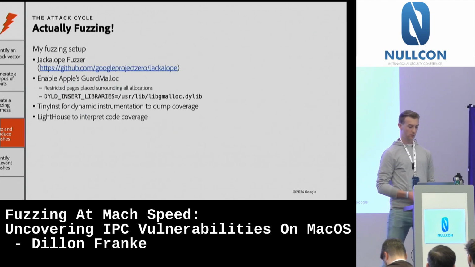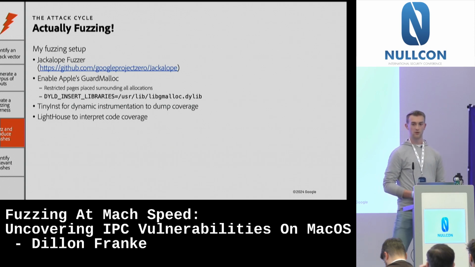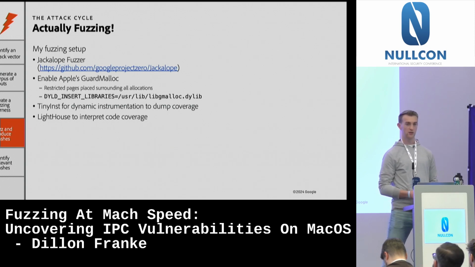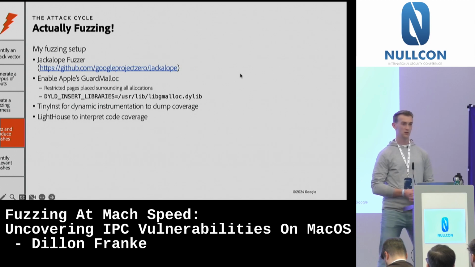For actually performing fuzzing and producing crashes, for my fuzzer, I use the Jackalope fuzzer. This is, once again, written by my colleague, Ivan Fratric. It's called Jackalope. It's a really nice fuzzer that is also cross-platform and integrates really well with that TinyInst instrumentation framework.